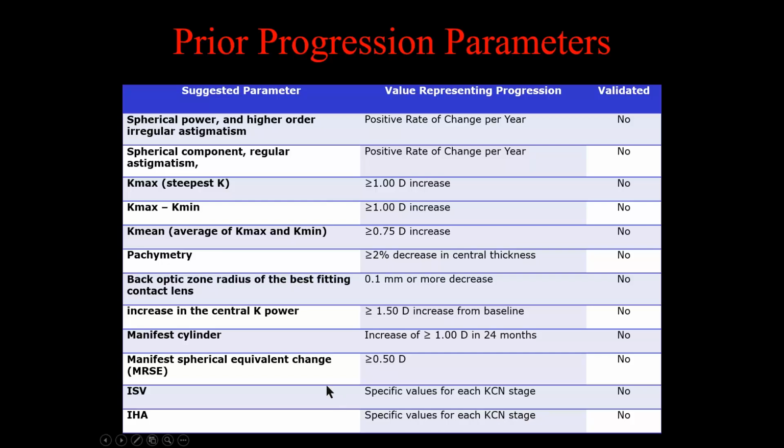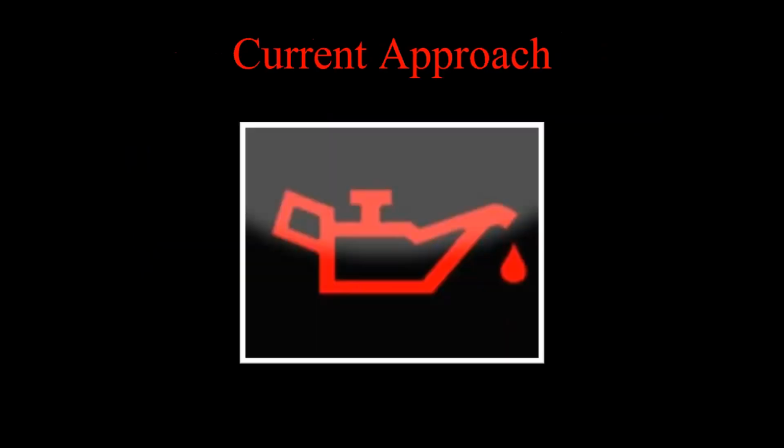And you can see here a number of different parameters people have utilized. What you'll notice about almost all of them: spherical power, spherical component, Kmax, K-mean, back optics, which makes no sense, of a contact lens increase. If you look at all these, they're all anterior parameters except for spirometry. Every single one here is an anterior parameter, which means you can never tell whether someone has really early disease and if it's progressing, because all these parameters rely already on changes on the anterior surface.